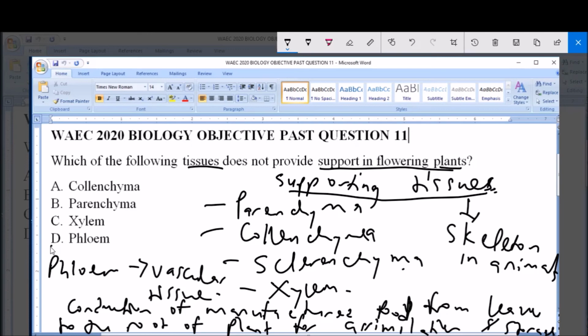So as we have rightly established, option D, phloem, is not a supporting tissue.